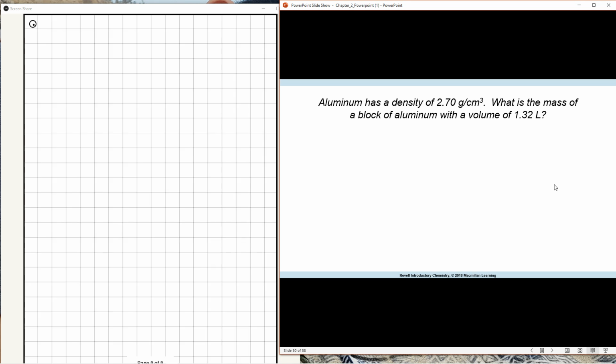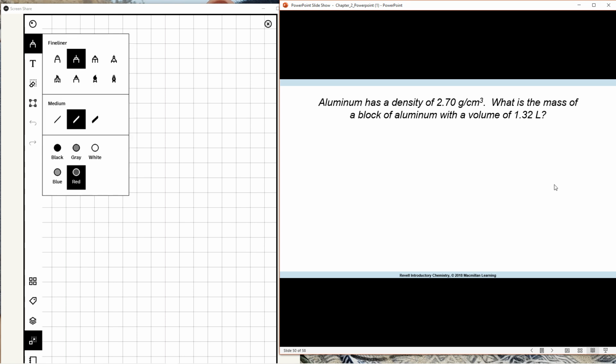Aluminum has a density of 2.79 grams per centimeters cubed. What is the mass of a block of aluminum with a volume of 1.32 liters? Ooh, this is like a lab question, but let's go ahead and do it. Okay.